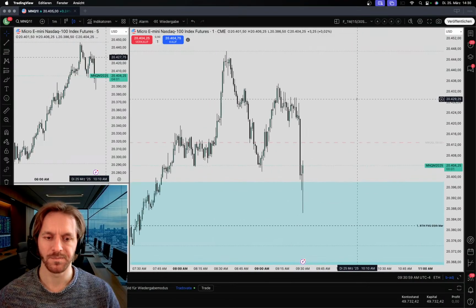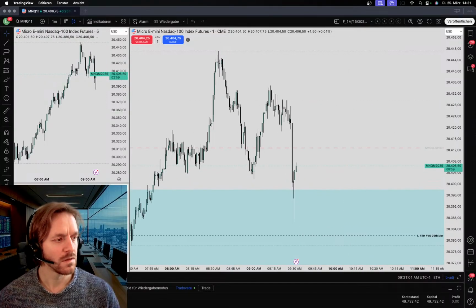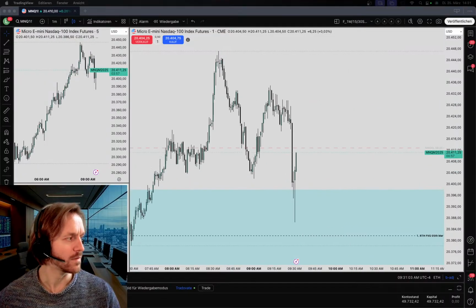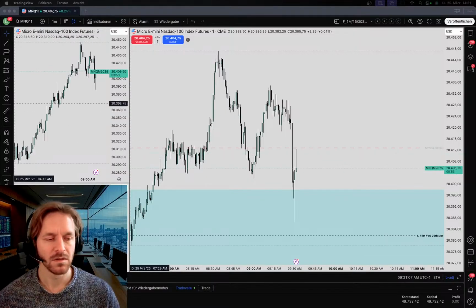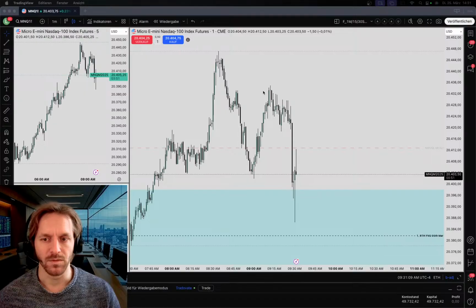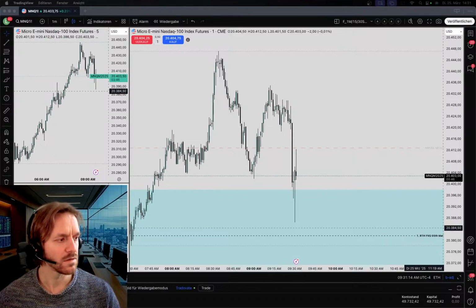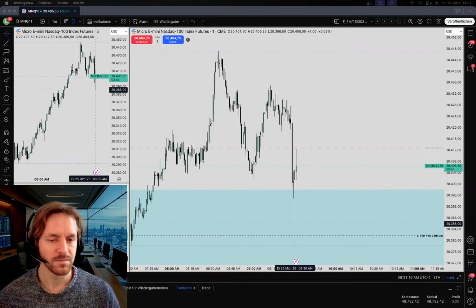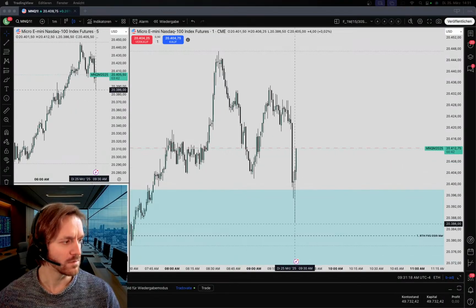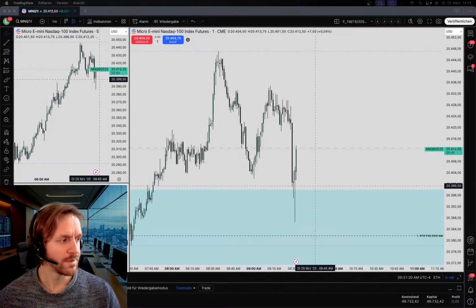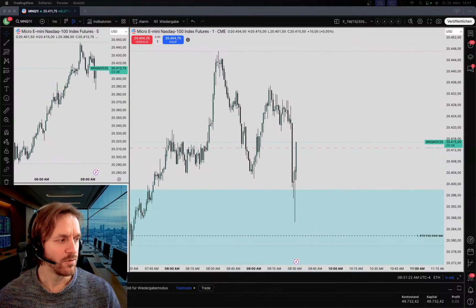There we go. We wicked lower, but in general, now we go higher, I guess. I do think we will go above this one here, at least. I just want to draw out the opening range.